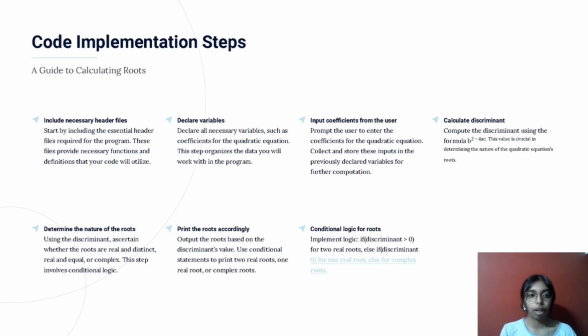Code implementation steps. Include necessary header files. Start by including the essential header files required for the program. These files provide necessary functions and definitions that your code will utilize.